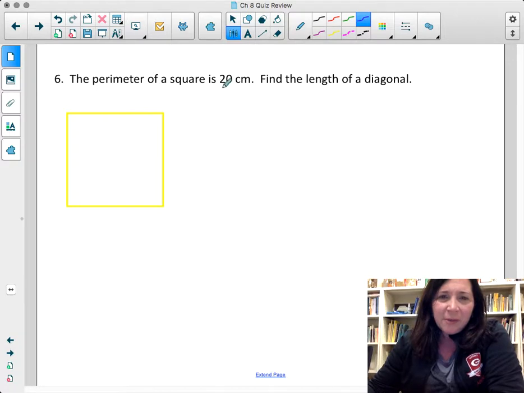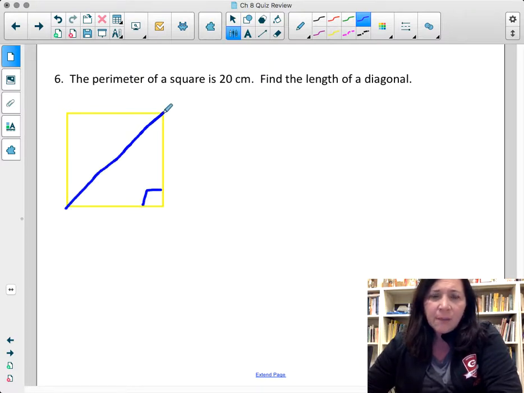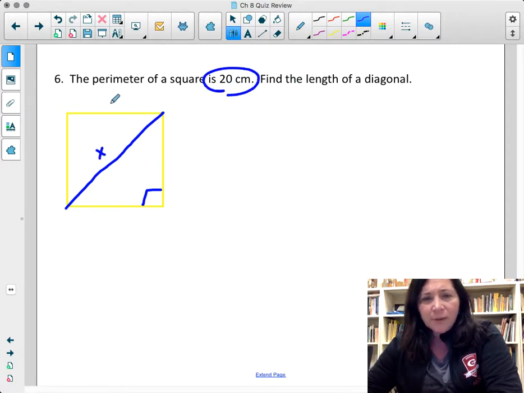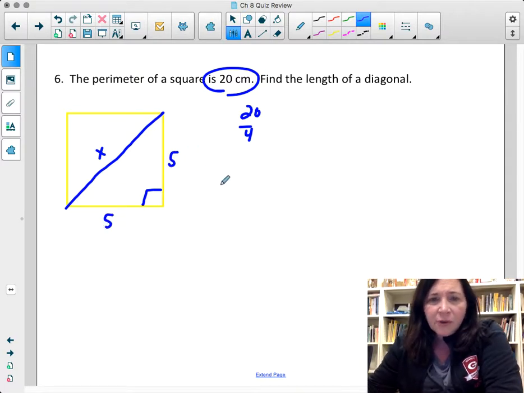So here we go. The perimeter of the square is 20 centimeters. Find the length of the diagonal. So again, this is a square. It told me it's a square, so there's my right angle. Here's my diagonal. The perimeter, we don't know that. The perimeter is 20. If it's a square, you have to remember that all the sides are equal. So if I take 20 and divide that by 4 sides, I'm going to get a length of 5 for each side. So we're going to use the Pythagorean theorem because it is a right triangle.